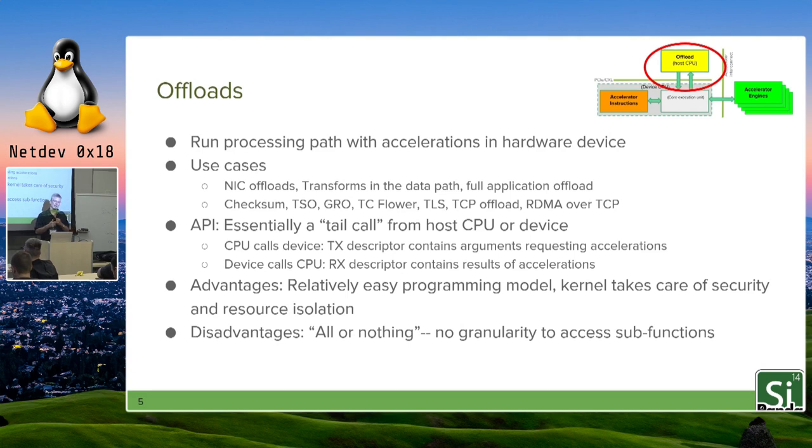The disadvantages, I mentioned the all or nothing. I can't access a crypto engine in a NIC just to do memory-to-memory encryption. It would be cool, but we really can't do that. So we don't have that granularity of access to subfunctions.